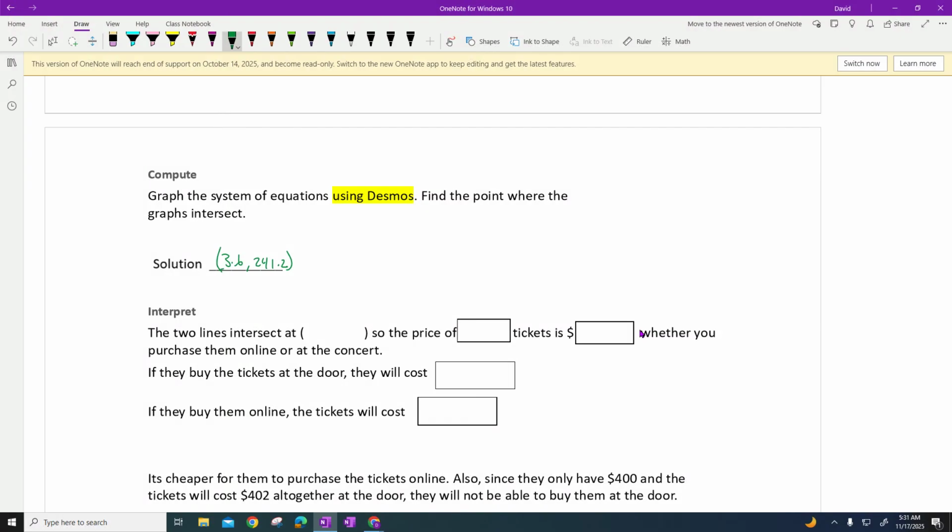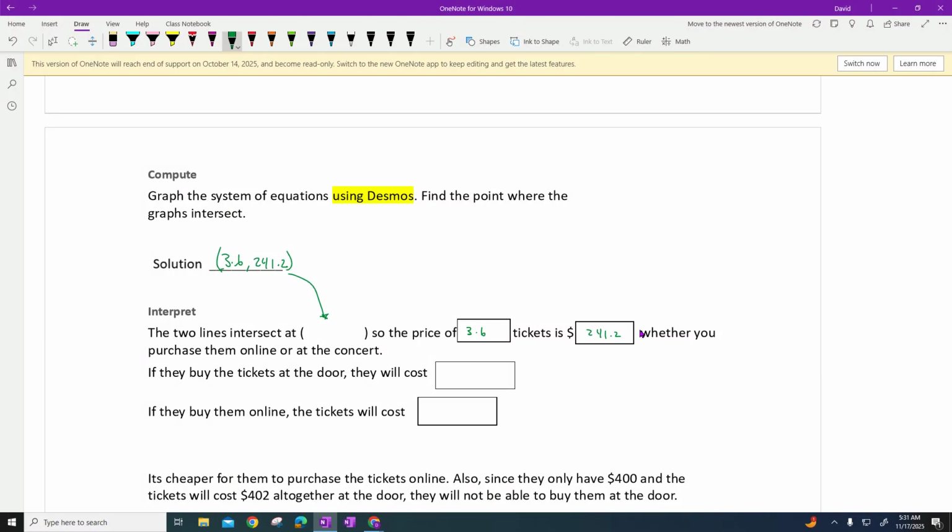So they intersect. I'm just going to draw an arrow here because they said my solution. The price of 3.6 tickets is 241.2. That's where they're going to cross. So if they buy tickets at the door, they will cost, so let's go find it. At the door, they're going to buy 6 tickets, I believe it was. So let's do 6 times. That's when they're going to cost the same.